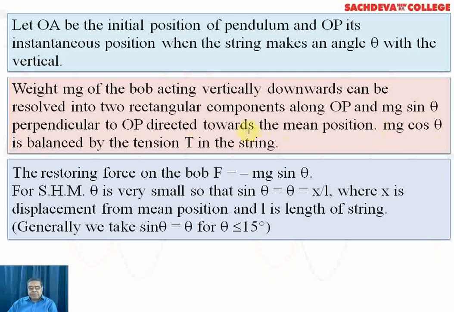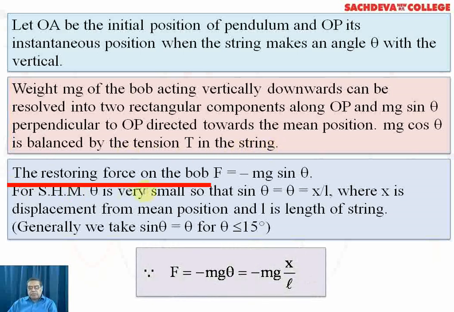So mg cos theta is balanced by the tension T in the string. Basically we have resolved mg into two components. One component is balanced by tension and the other is mg sin theta, at 90 degrees to mg cos theta. The restoring force on the bob, F, is minus mg sin theta. The negative sign means the force is towards the mean position and the displacement is towards the extreme position. If we take the magnitude, we take the modulus of F and the modulus of minus mg sin theta, and that becomes F is equal to mg sin theta.